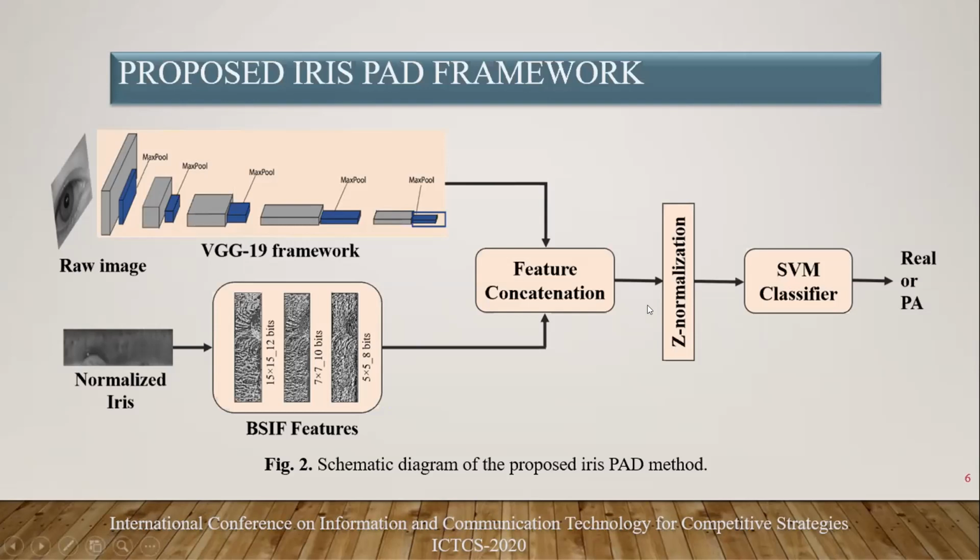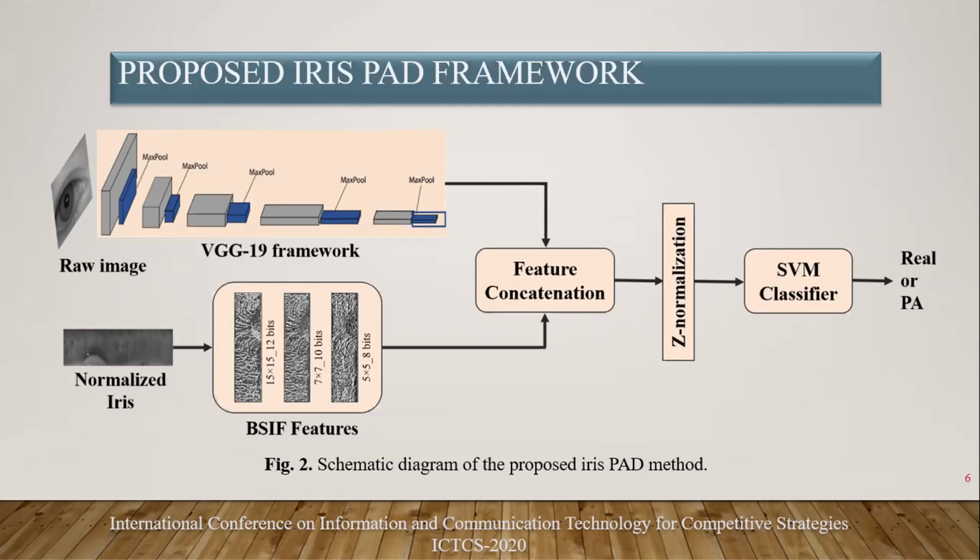So we first perform concatenation of such features, and after that we perform Z normalization to bring such features into a specific range of values. Then we feed this combined feature vector to the SVM classifier for classifying the given image as a real iris or a presentation attack. So this is the overall framework.